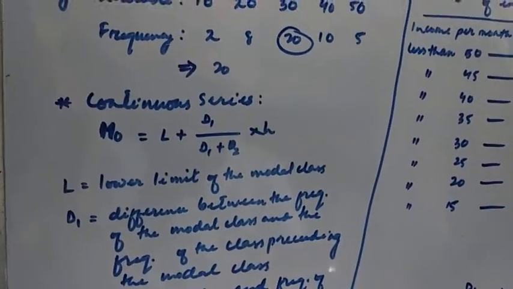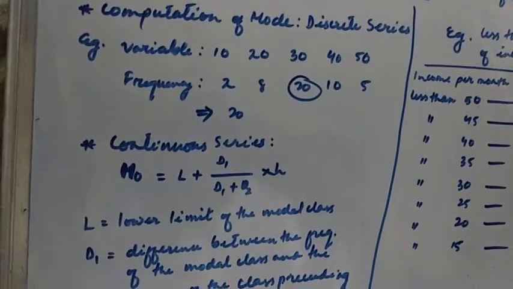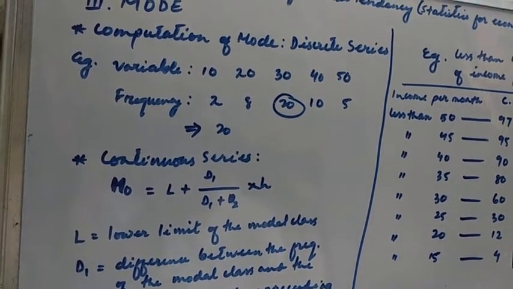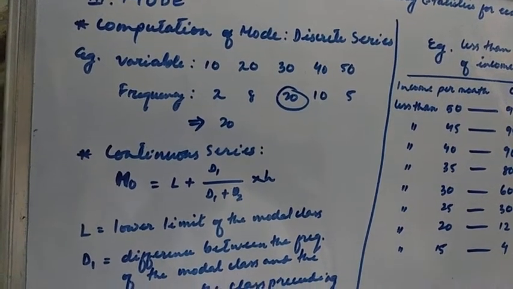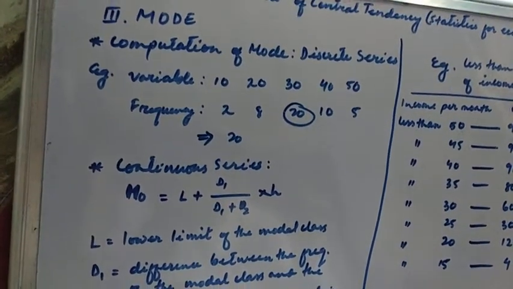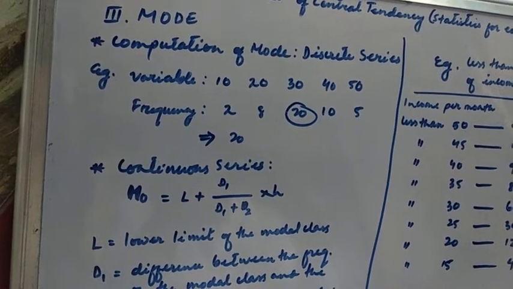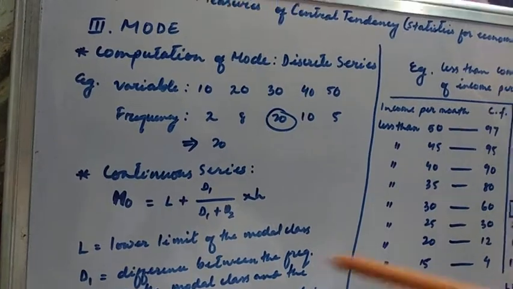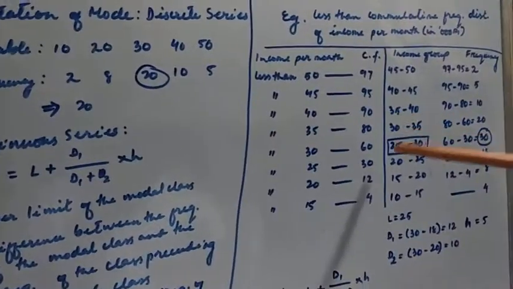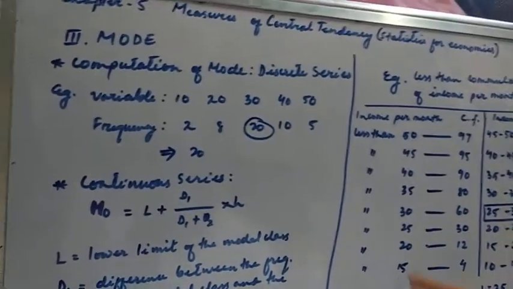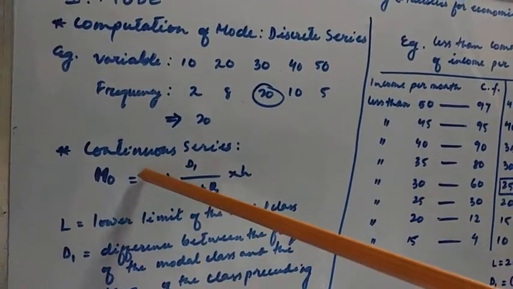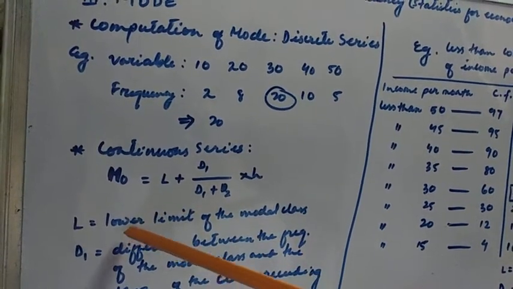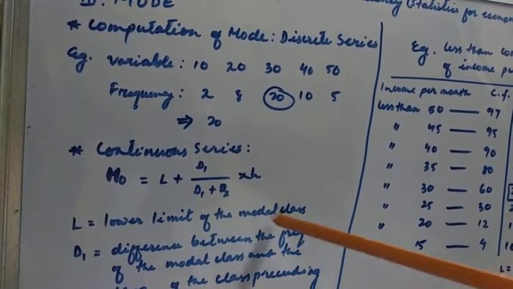Now we can also calculate it in case of continuous series. In a frequency distribution, the modal class is the class with the largest frequency. Again, in case of continuous series, the modal class is the class with the highest frequency. We can compute this by using this formula. So L, what is L? L is the lower limit of the modal class.